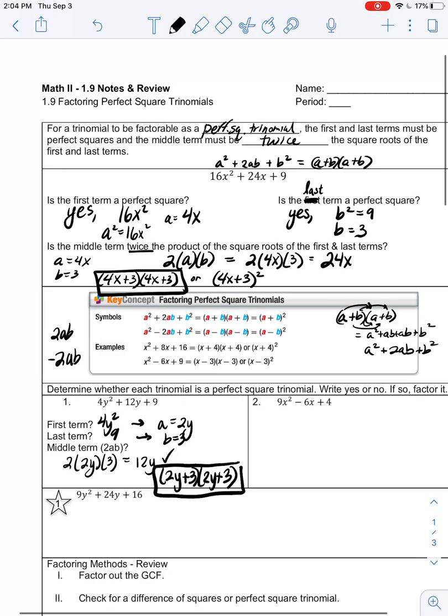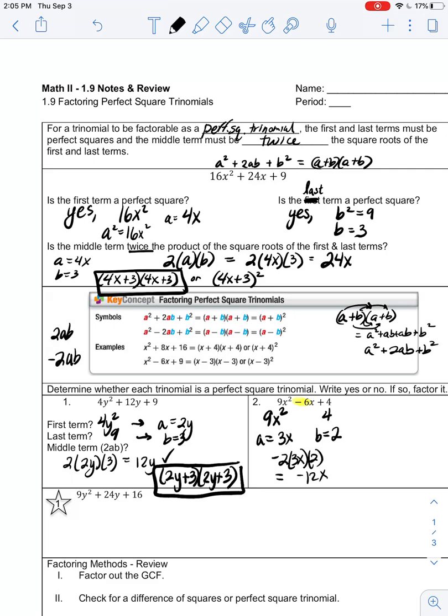So the first term, 9x squared, that means that a is 3x, so make sure you take the square root. And then the last term is 4, so the square root of that would be 2. And because the middle term is negative, it's okay that it's negative, but when we check it, we're going to be checking if it's negative 2 times a times b. And that comes out to negative 12x, and that is not the middle term.